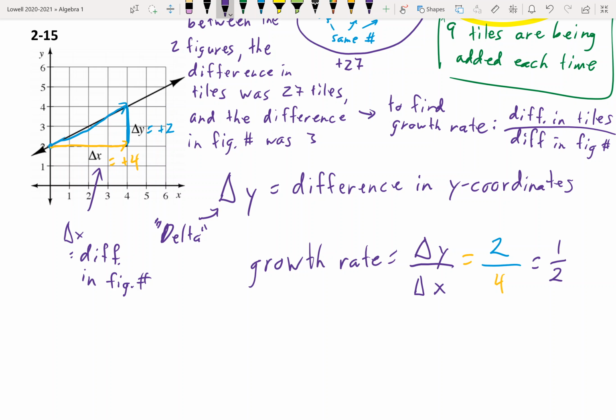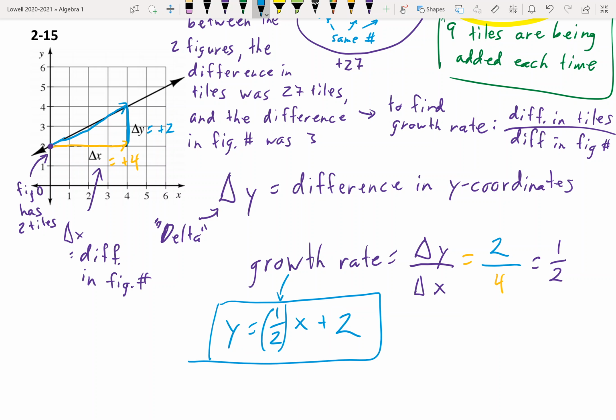And if I wanted to find the equation, well, in the last video we talked about, hey, we need figure 0, the number of tiles in figure 0, and so that is actually our y-intercept on the graph. Figure 0 has 2 tiles. And so our equation of this line here, y equals 1/2 times x, again that's the growth rate, plus 2, because there's 2 tiles in figure 0, or 2 is our y-intercept.